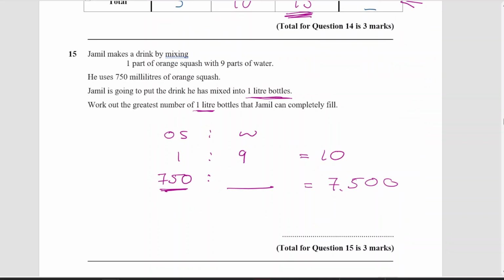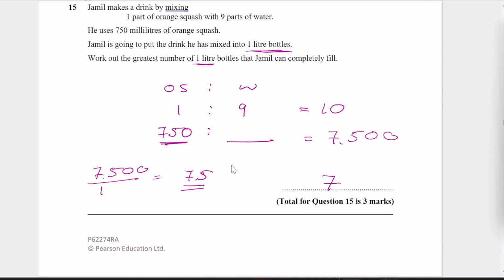If he's going for litre bottles, so 7,500 divided by 1 is going to be equal to 7.5. So the greatest number of bottles that he can fill is going to be 7. He is going to have some left over, but he can't put that in a full bottle, so we're just looking at 7.